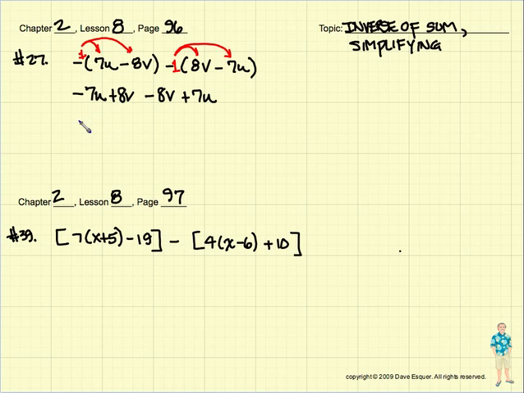So now we can combine like terms. Let's rewrite this. Let's put the u's together, and let's put the v's together. And we end up with -7u plus 7u is 0. And we have 8v and -8v, which is 0. So our answer turns out to be just 0.